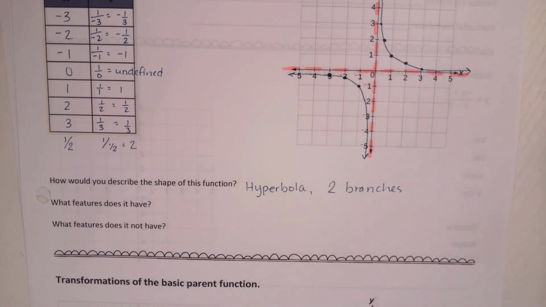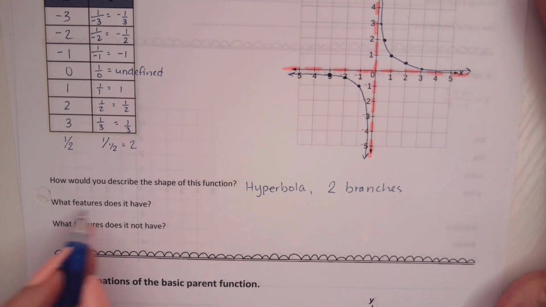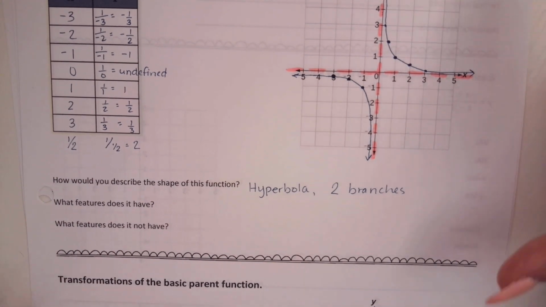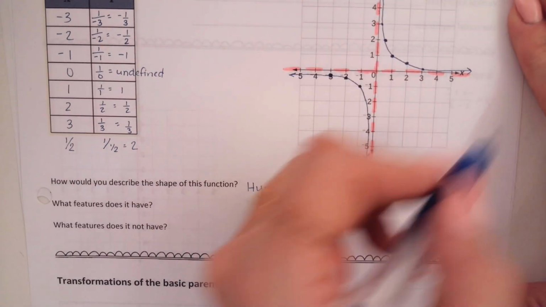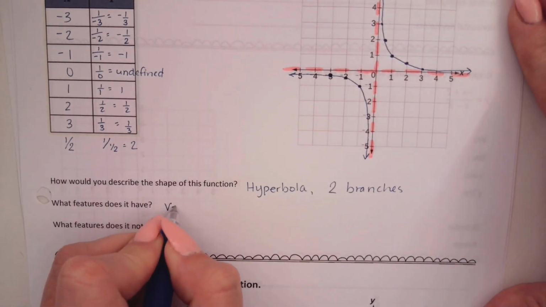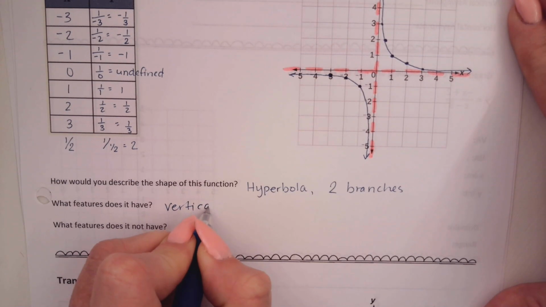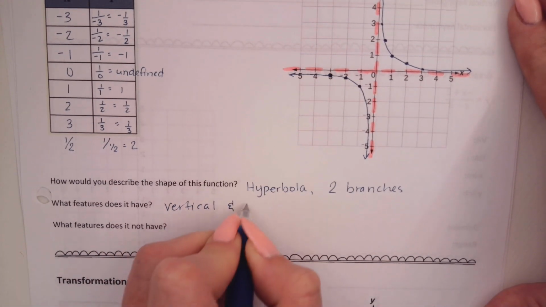And again, this is just the most basic one. There are some rational functions that have 3 branches, depending on the number of asymptotes. There's some that have just 1 branch, and they look almost like a bell curve. What features does it have? It has 2 asymptotes, a vertical asymptote and a horizontal asymptote.